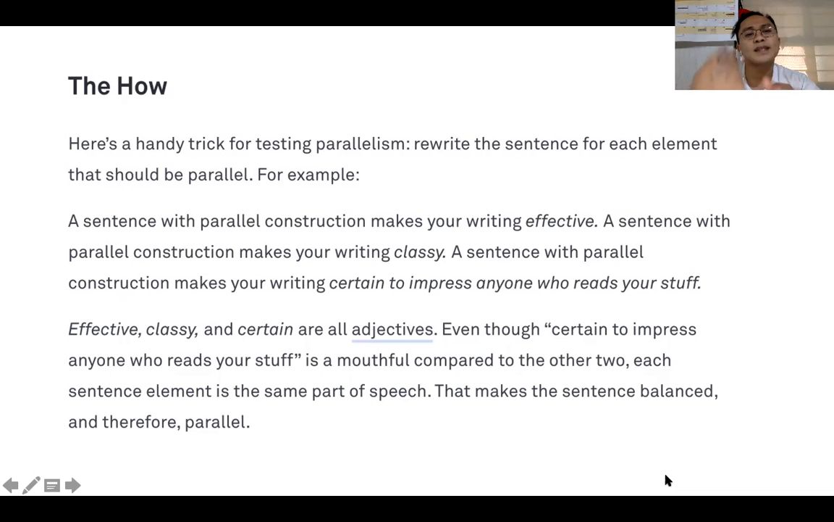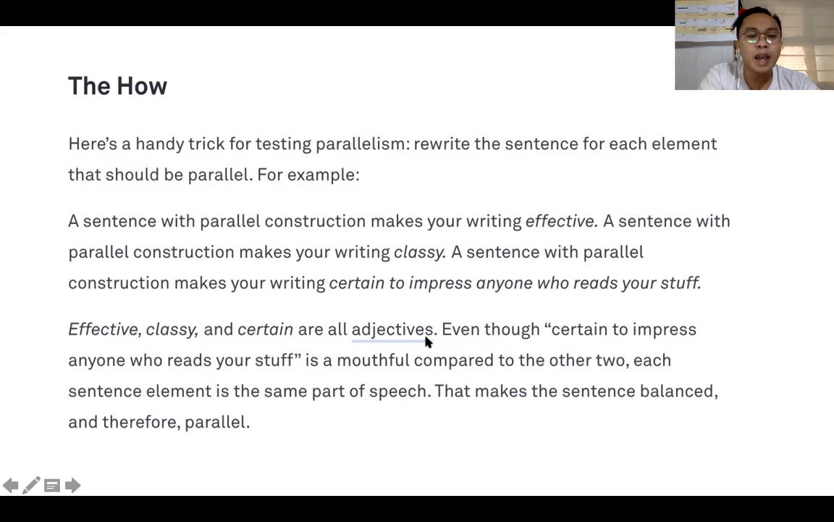So sabi dito, for example, a sentence, ito yung example natin. A sentence with parallel construction makes your writing effective. A sentence with parallel construction makes your writing classy. A sentence with parallel construction makes your writing certain to impress anyone who reads your stuff. So as you can see, dito sa example na to, there are 3 adjectives that are used in these sentences. So, yung adjectives na yun, yung effective, classy, and certain. And they are all adjectives.